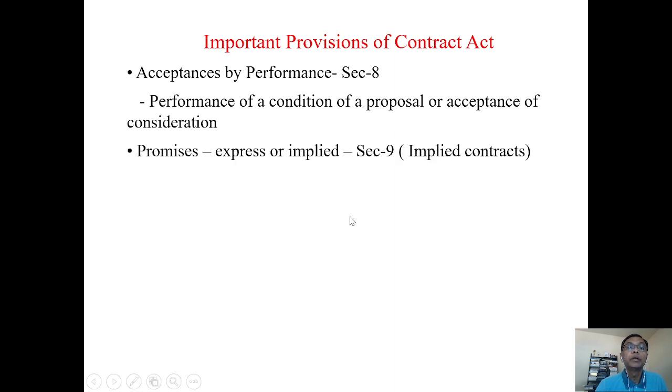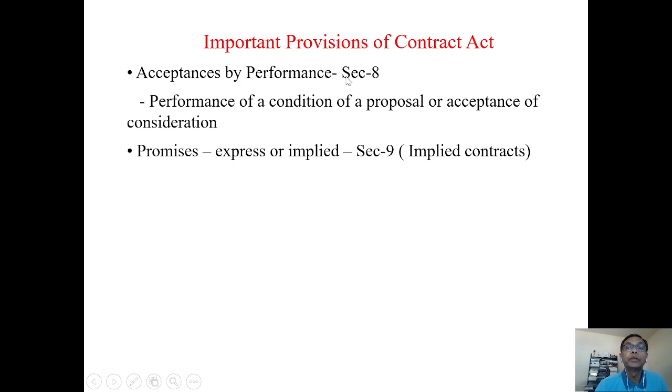Now, acceptance can be explicit. One is issuing a detailed letter of acceptance or letter of intent, work awarding letter, whatever it may be called, expressing the intention, stating that the work has been accepted. Now, the acceptance need not be through a written mode. It can be by conduct and performance of a proposal also. Means acceptance can be implied, by conduct.